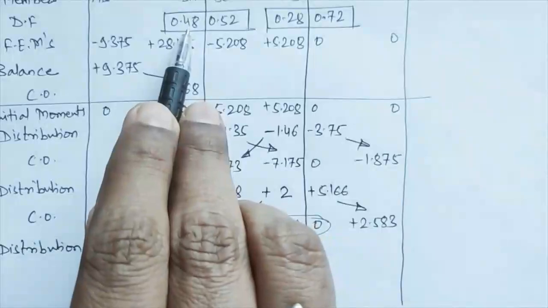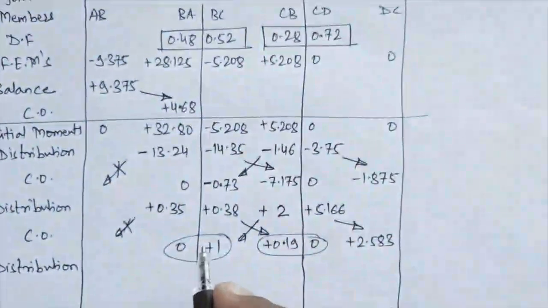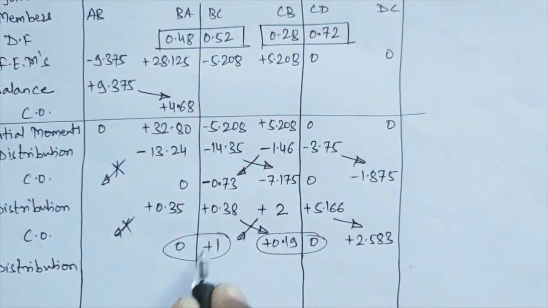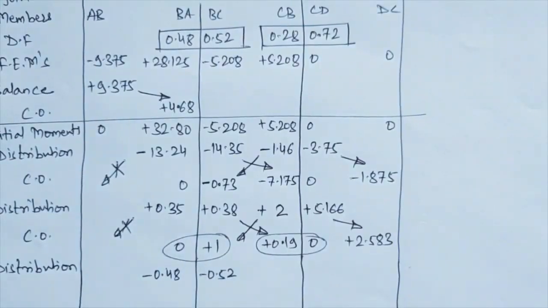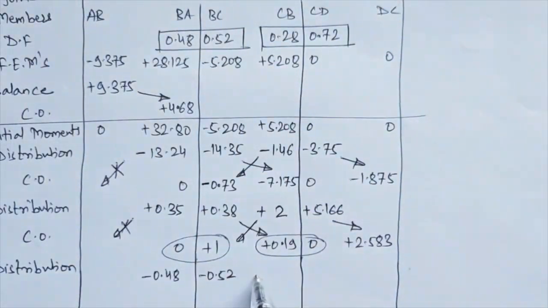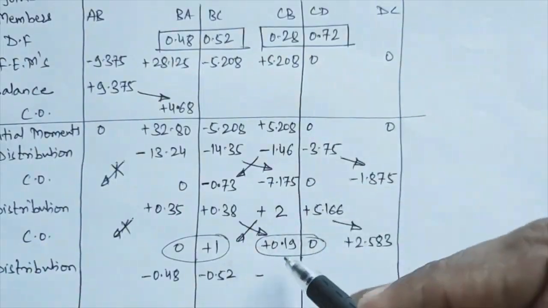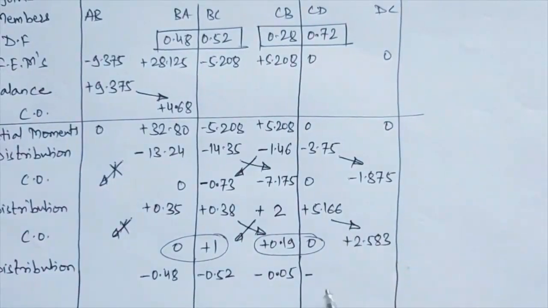So 1 into these distribution factors and 0.19 into this distribution factor over there. So 1 into 0.48, I get almost minus 0.48. Minus, why? Because this summation is coming positive over there, and this I will get as minus 0.52. Next 0.19 into 0.28, again this is positive, so distribution will be again negative for both. So 0.19 into 0.28 over there, I get almost minus 0.05, and this I am getting as minus 0.14 over there.